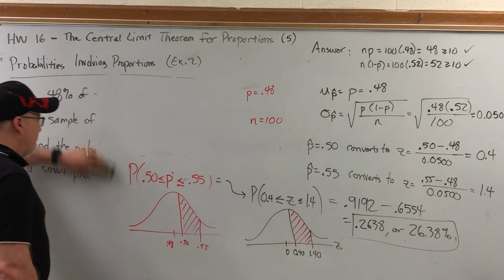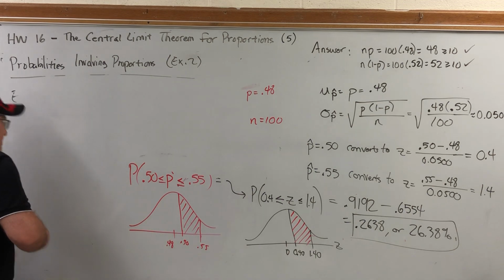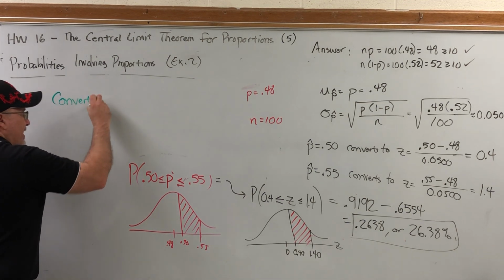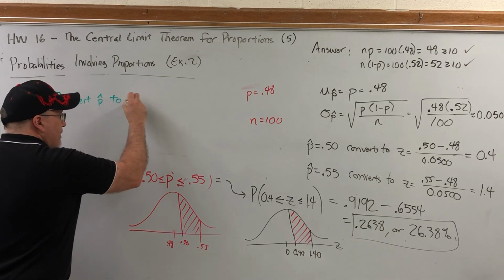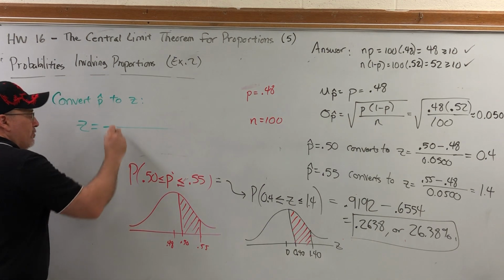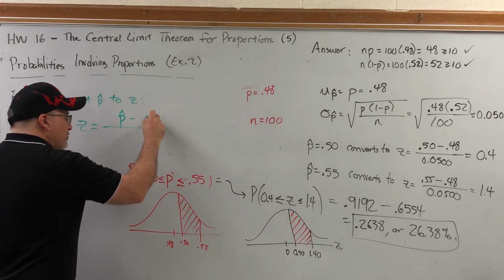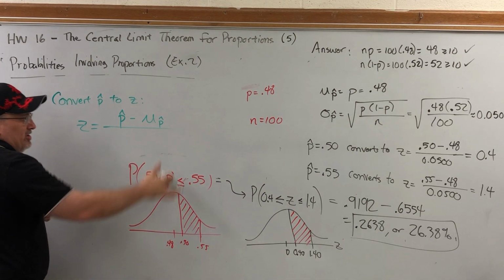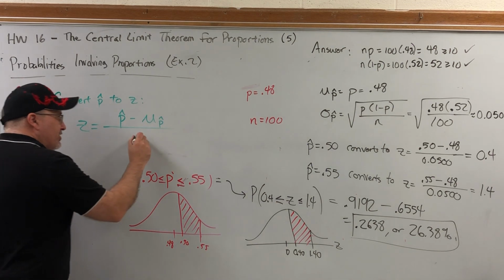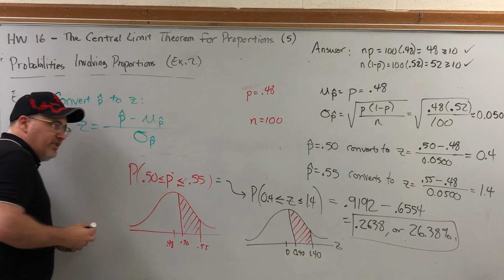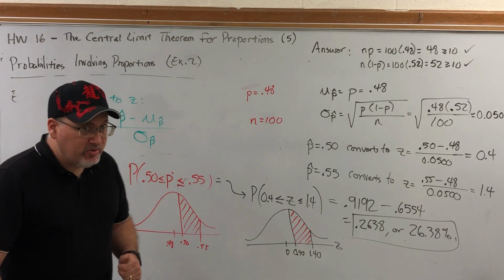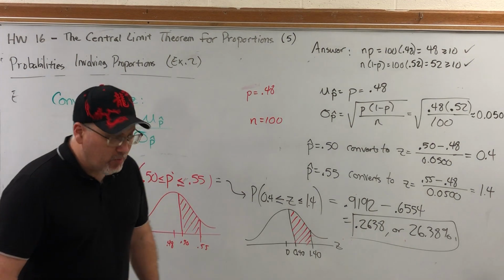So I'll just clear my space and remind you one last time that the formula to convert p-hat to z is z equals a fraction. The numerator is p-hat minus mu sub p-hat. And honestly, we could just replace this with p because that's what it equals. And the denominator is sigma sub p-hat. So that, coupled with knowing how to use the z-chart, is your way out of this homework assignment.